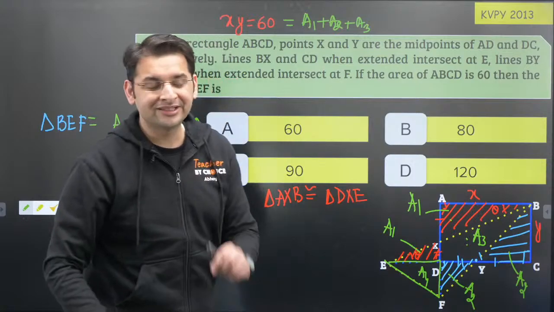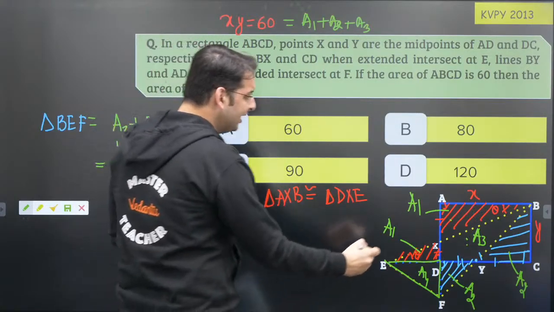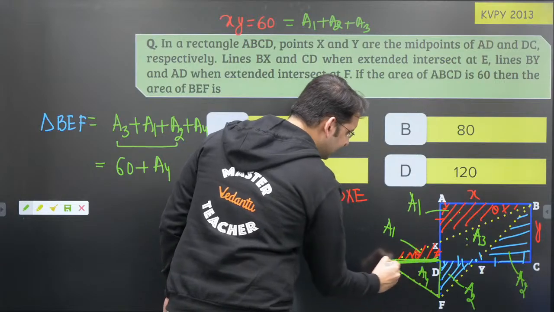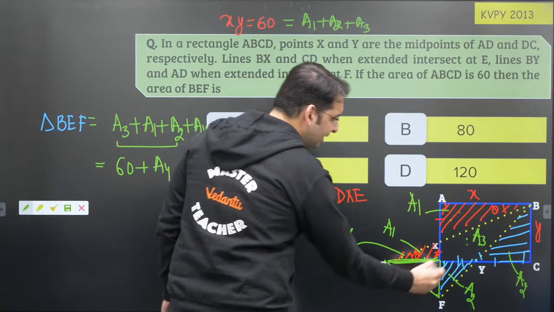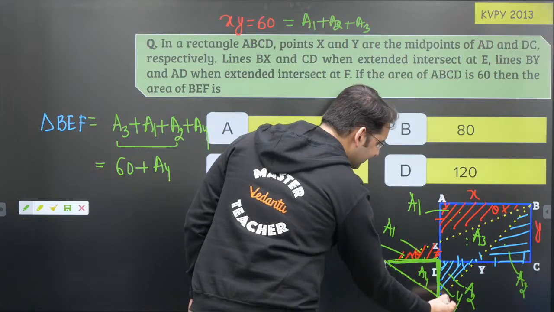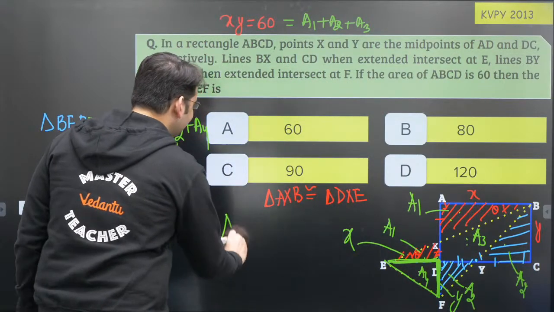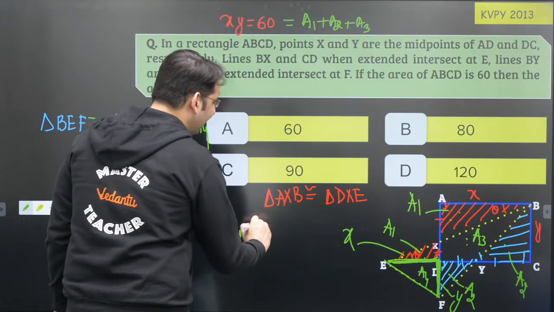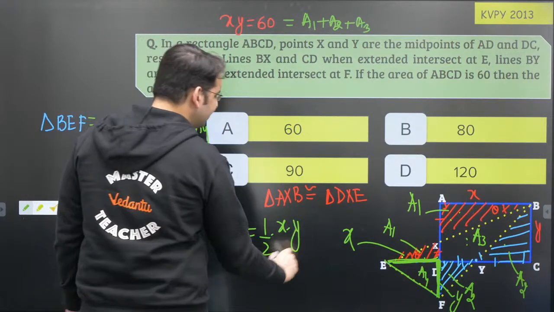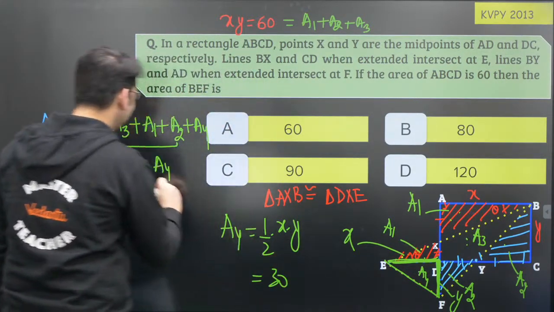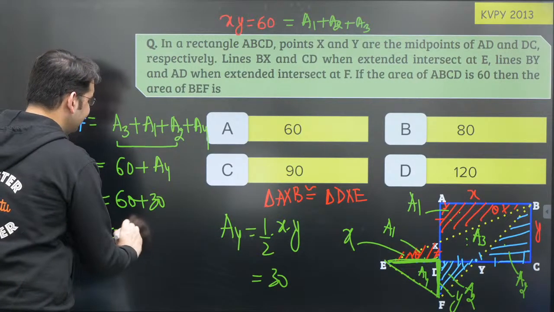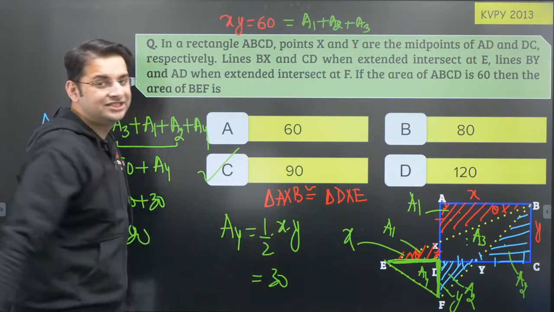अब A4 देखो कितना बढ़िया तरीके से निकलेगा. A4 के लिए बच्चों अगर ये ट्रायंगल और ये ट्रायंगल कॉन्ग्रुएंट है तो बोल सकता हूँ ये लेंथ x है. और if this triangle is congruent, so this length is y. So area of triangle or A4 will be half into x into y. And x into y is 60, so half xy will be 30. So this would be 60 plus 30, and the answer would be 90, guys.